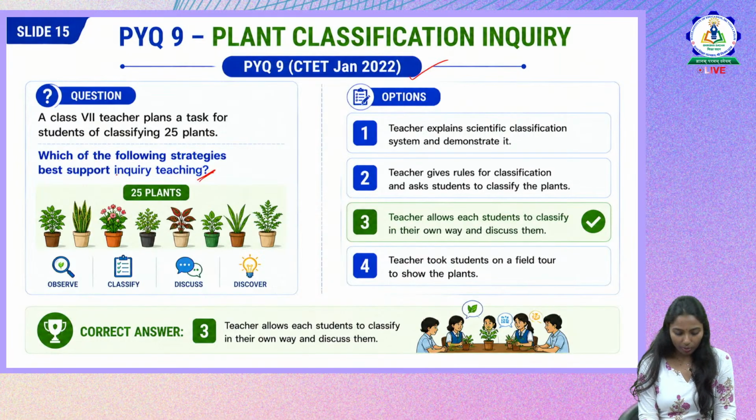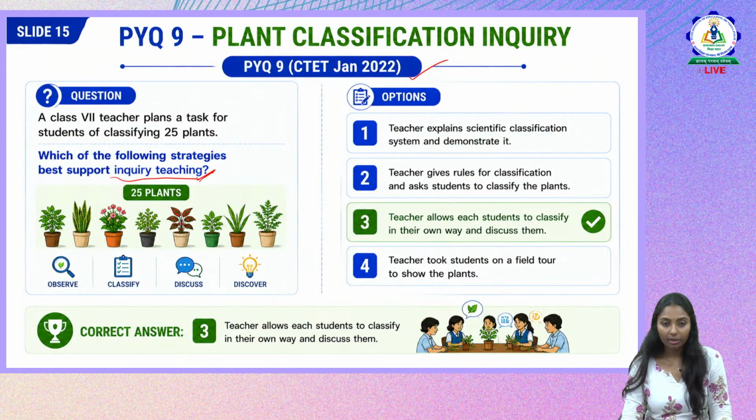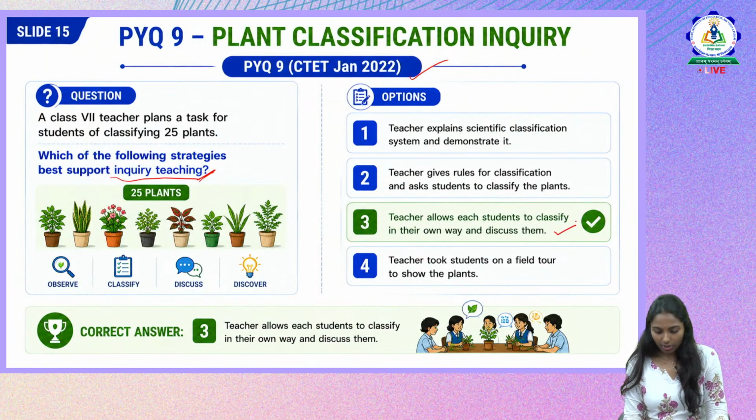You have to remember the question: inquiry teaching. You have to read the question again. So here, the teacher has to allow students to classify in their own way and discuss them. So this is the right option. If you see the others, the teacher explaining the scientific classification will not proceed to any inquiry based learning, because the teacher is explaining. Teacher giving rules for classification means half of the work is done, so it is not inquiry, because most of the thing is already done.